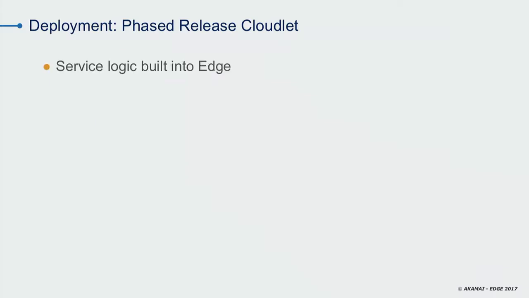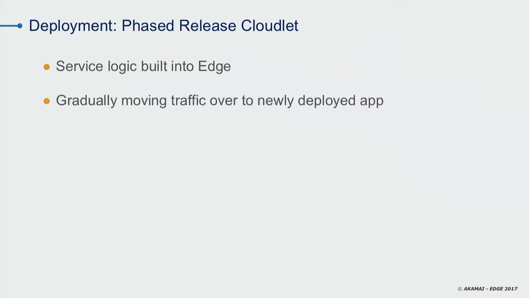It's important to talk about Cloudlets because the Cloudlet logic is built into the edge. What does that mean? All the decisions are made on the edge, which means all this logic can be offloaded from your origin. That's the first thing. And what this particular Cloudlet does is gradually move traffic over to a newly deployed app. When I say gradually, you have control over how much traffic and when to move it to the new application, for example when migrating an application from one origin to another.